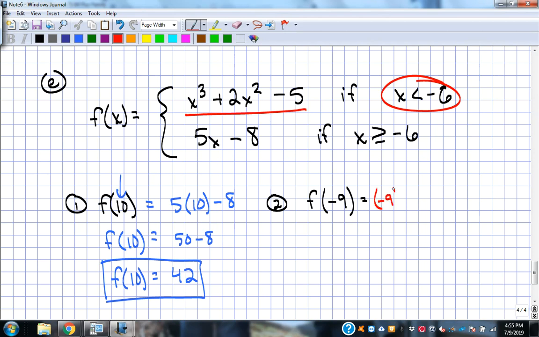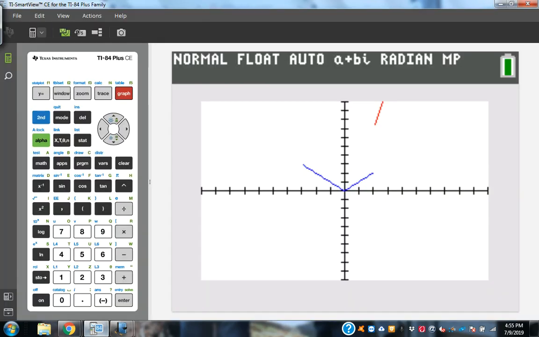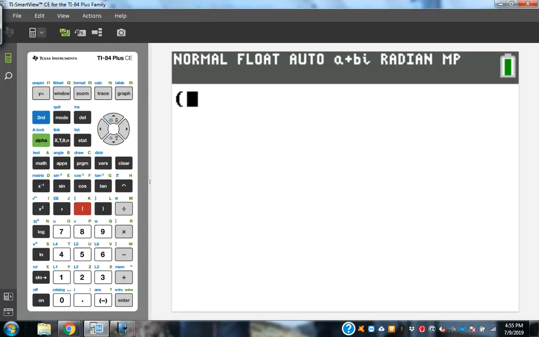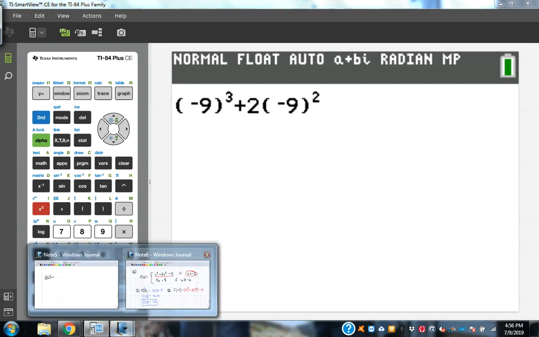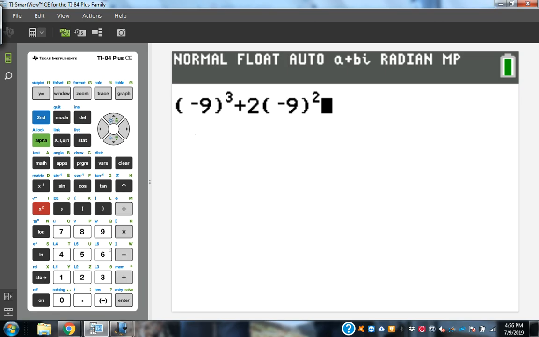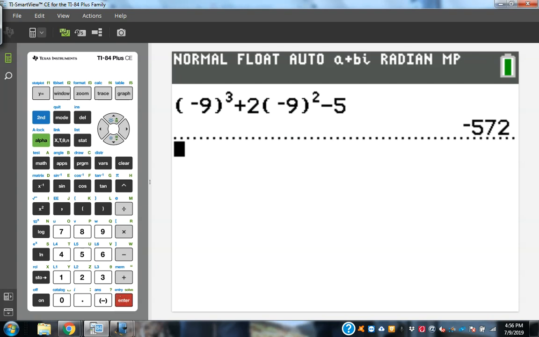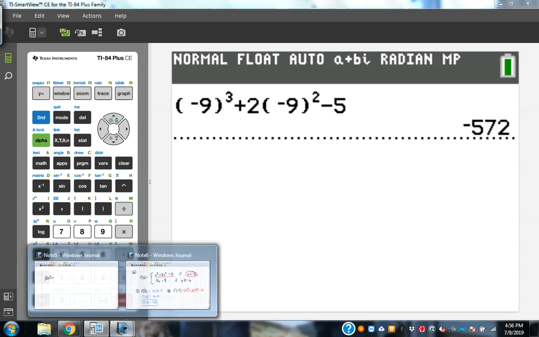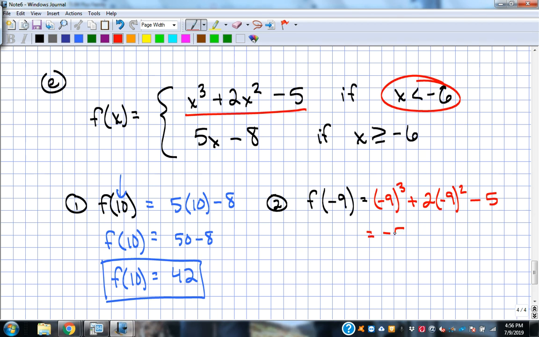I'm going to use the calculator to help me here because I don't know my -9 to the third power. So I'm plugging -9 into this problem. So parentheses -9 raised to the third power, and then plus 2 parentheses -9 squared, and then is it plus 5 or minus 5? Minus 5. And enter. -572. Little calculator magic there.